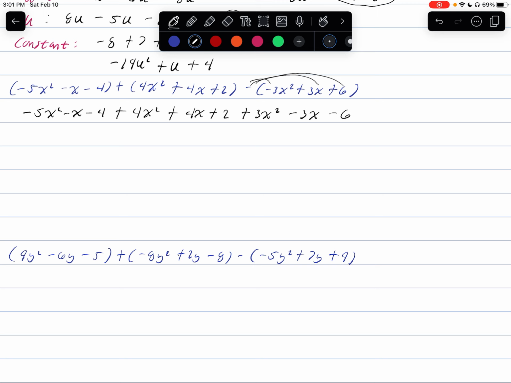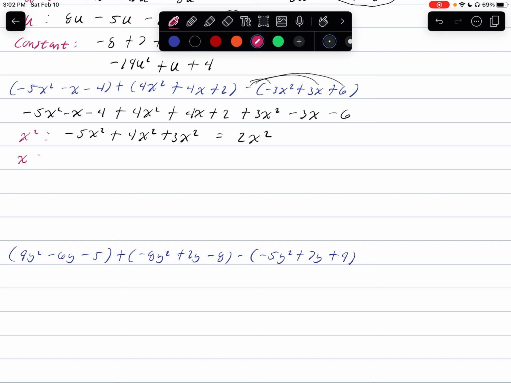Okay, so let's see if we can find each of our terms here. We have all of our x squared terms. So here we're going to have negative 5x squared, plus 4x squared, and plus 3x squared. So if we have negative 5x squared plus 4x squared, that's negative x squared, plus 3x squared again is going to give us 2x squared.